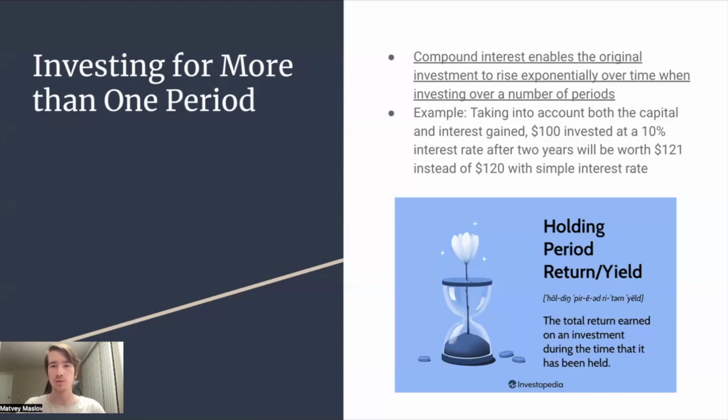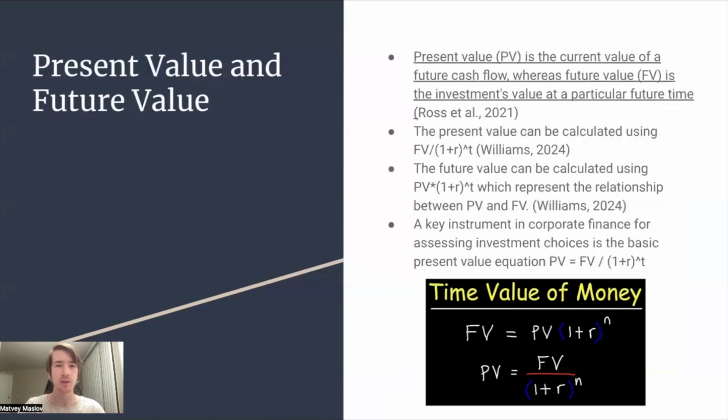For example, taking into account both the capital and interest gained, $100 invested at a 10% interest rate after 2 years will be worth $121 instead of $120 with simple interest, which illustrates that specific example.